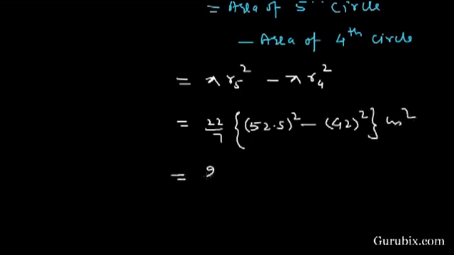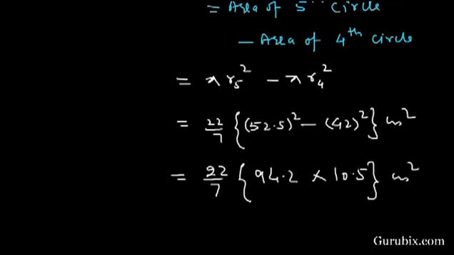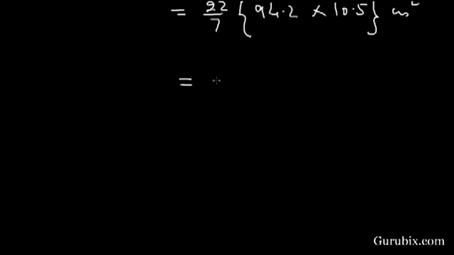This is equal to 22/7, and now we shall add 52.5 with 42, then we have 94.5, and now we shall subtract 42 from 52.5, then we have 10.5, and here we have centimeter square, and this value is equal to 3118.5 centimeter square. So this is the solution of the whole question.